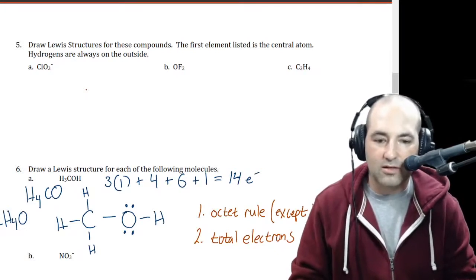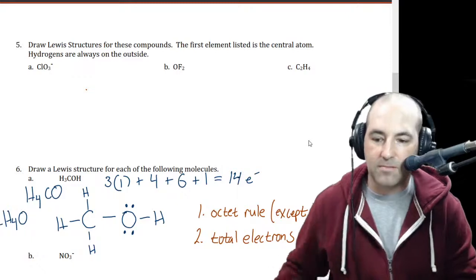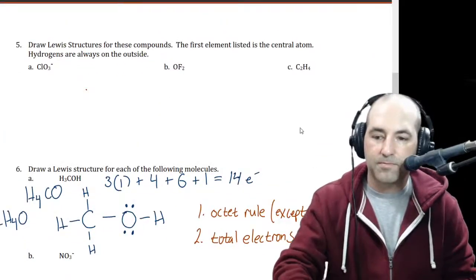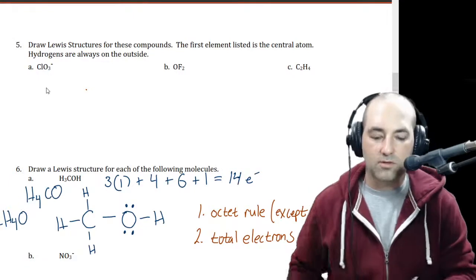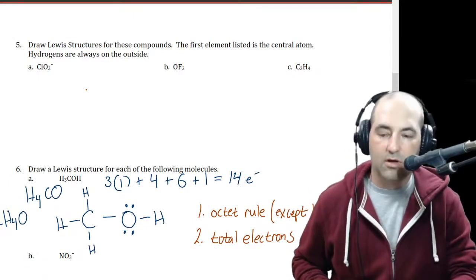Hey Alyssa, definitely we can do 6C as well. So we'll do that one next. So let's do 5A, ClO3 minus. So we'll go through the typical way of doing these.